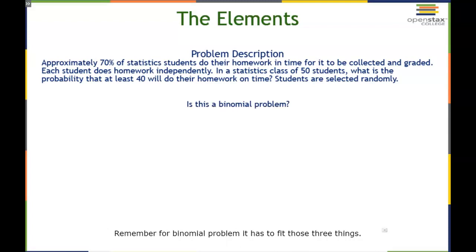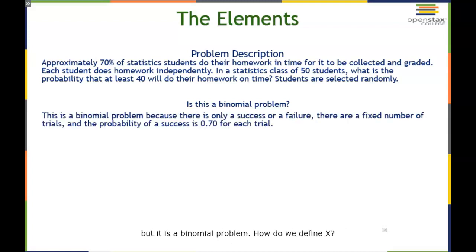Remember, for a binomial problem, it has to fit those three things. Do we have n number of trials? Well, yes, we do. We are going to run this quote-unquote experiment several times. Two, is there only a success and failure? Yeah, either the students turn in their work or they don't. Three, is there a probability of success? So is there a p-value? Yeah, there is. Now we have to figure out what each of those values are, but it is a binomial problem.